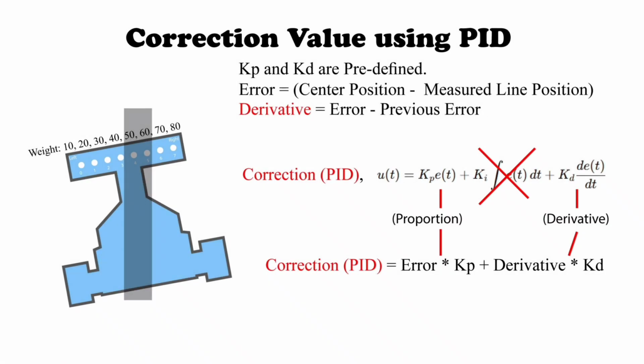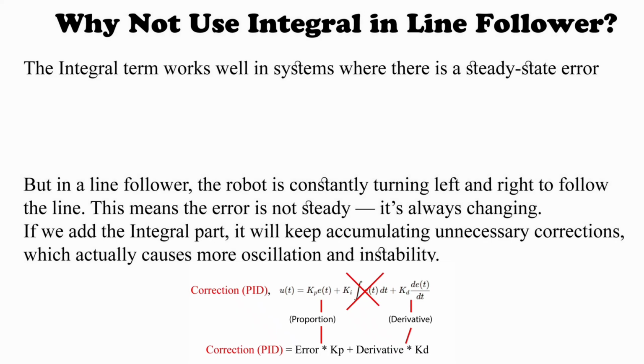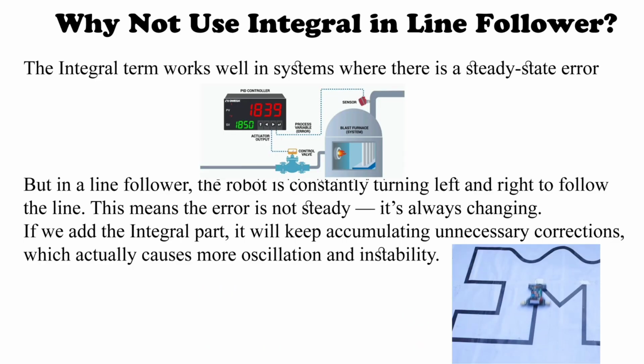The PID equation generates a correction value using proportional, integral, and derivative terms, depending on how much the robot deviates from the setpoint. This correction is then applied to the motor speeds, ensuring the robot remains aligned with the line. However, in this project, I am not using the integral part, only the proportional and derivative terms. The reason is that the integral term is more useful in systems with a steady state error, such as temperature control or motor speed regulation. A line follower robot, on the other hand, is constantly adjusting left and right, so the error is never steady. If the integral term were applied here, it would only accumulate unnecessary corrections and make the system unstable.